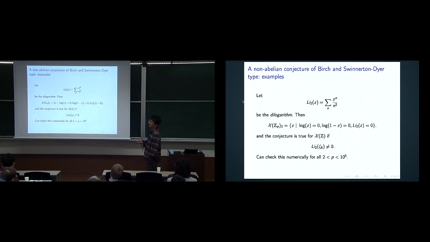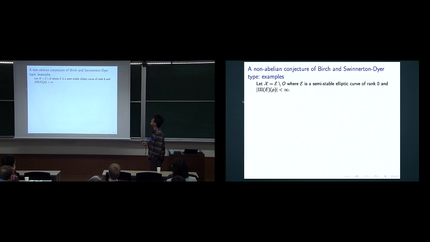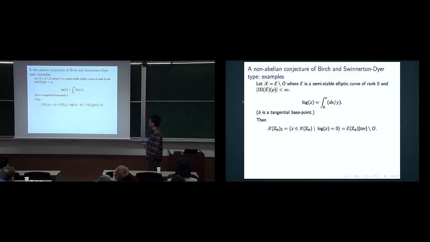So here's another example. Let's take X to be a semi-stable elliptic curve minus the origin. And here, to make things simple, I'm going to take E to be of rank 0, and the p part of the Tate-Shafarevich group should be finite. So here we get some p-adic analytic functions by taking the p-adic log. And in this case, as for the P^1 minus 3 points, if you compute the second level of the filtration given by the reciprocity law, it again turns out to be just those points where the log is 0. So this is just the p-adic torsion of the elliptic curve minus the origin.